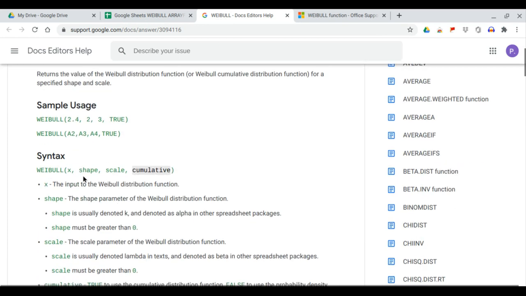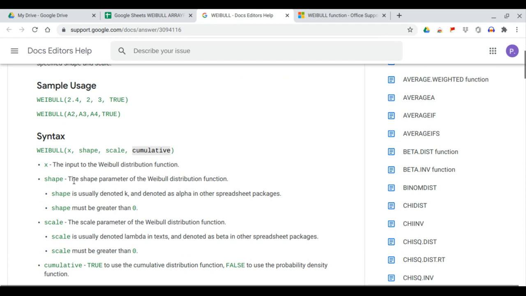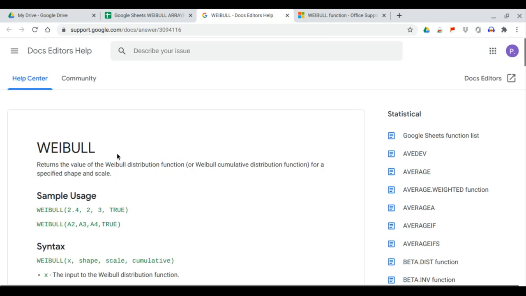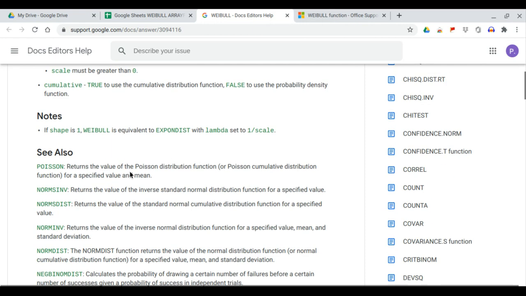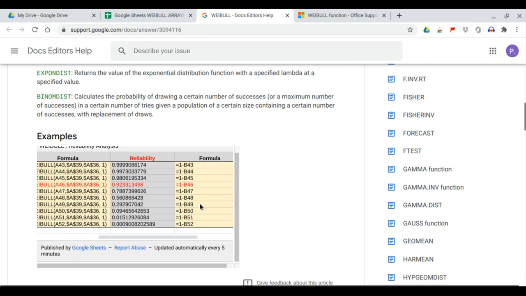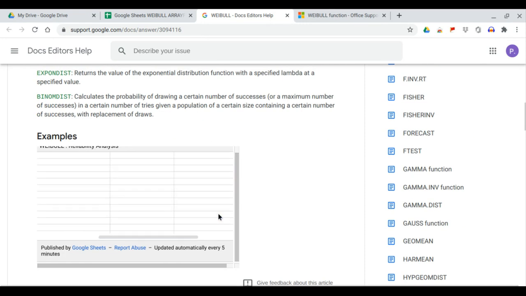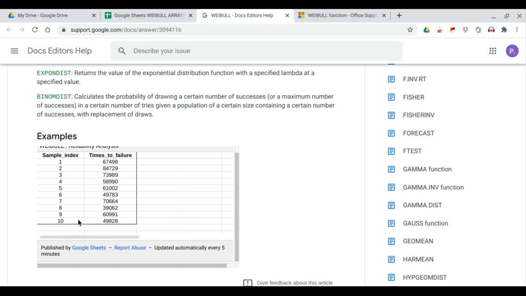Alpha is the shape parameter, and beta is the scale. So the syntax is x, alpha is the shape, and beta is the scale. We'll use the example of Google Sheets in the Weibull function, starting with this example.